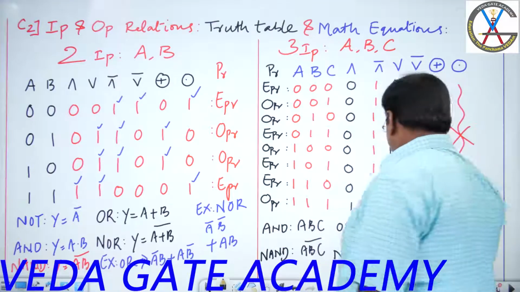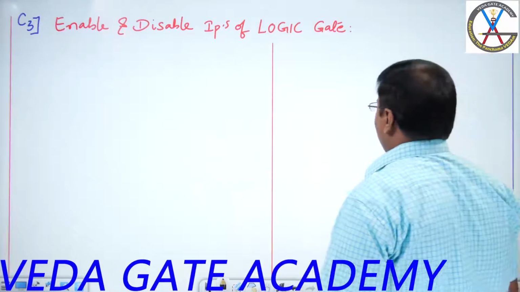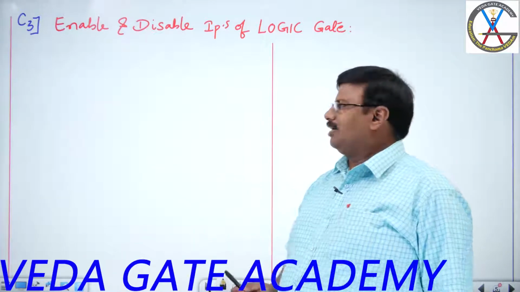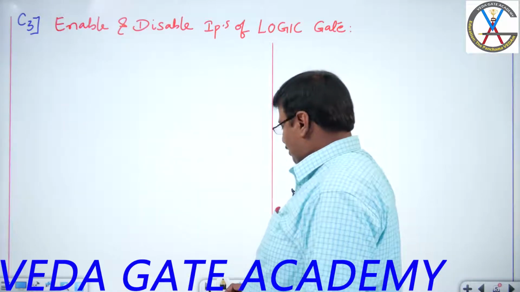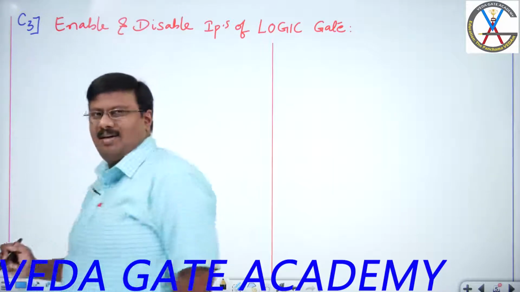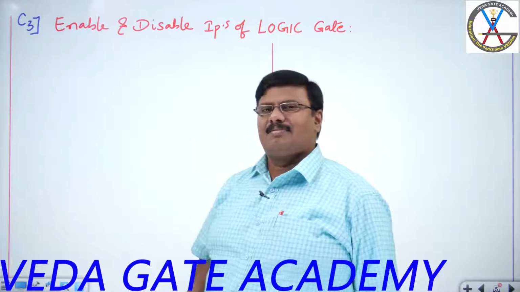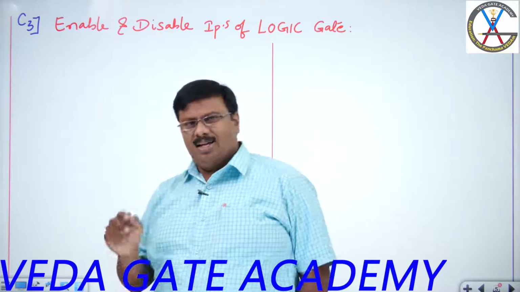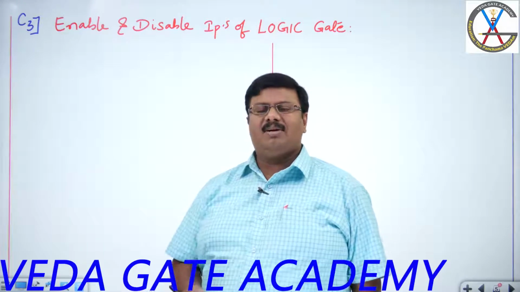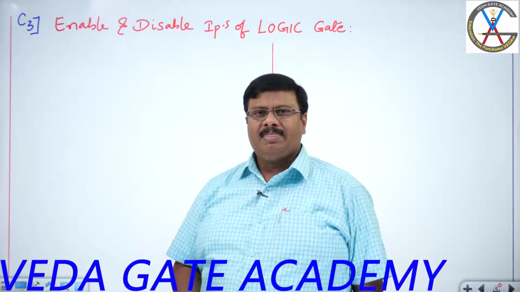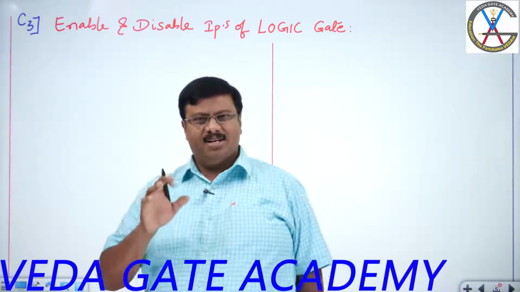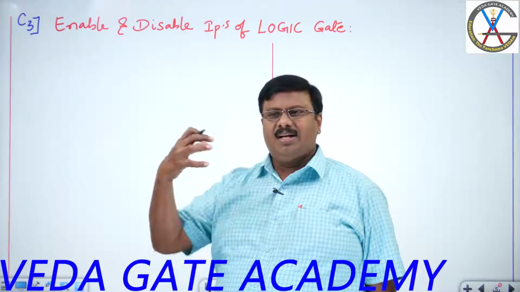Now, come to speak about the very next topic. Enable and disable inputs of a logic gate. And if you define the word enable input, here I just want to go the other way to explain this concept. First, I'll give you the enable and disable inputs of different gates. By that, would you be able to guess the meaning of enable and disable inputs? Let me try in this way. I'm straight away quoting what the enable inputs and disable inputs are for different logic gates.